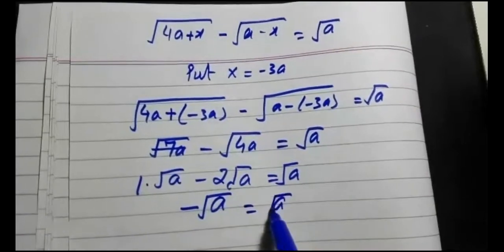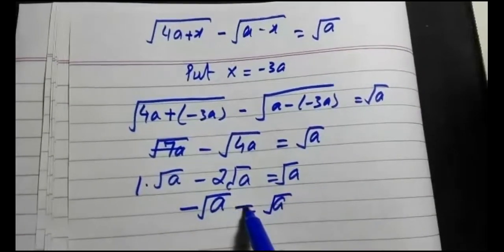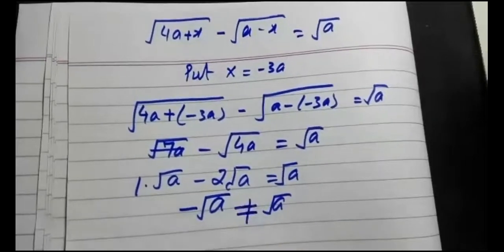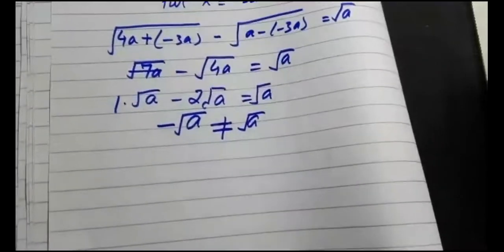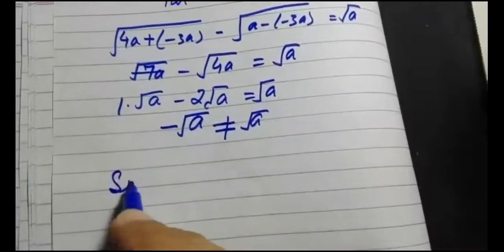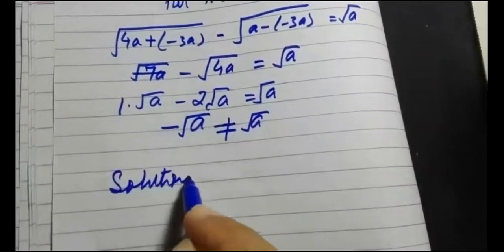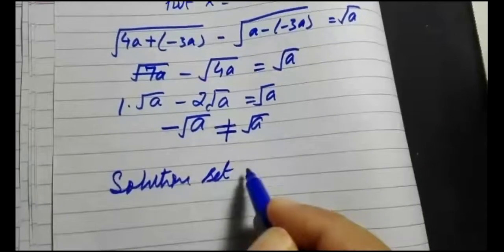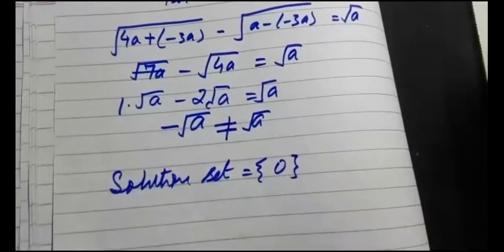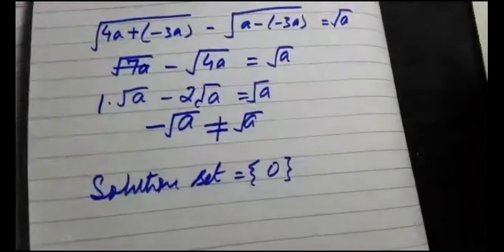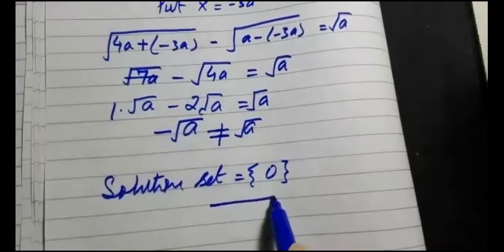On the right-hand side, this will be the same under root. And you can see that the left-hand side and right-hand side are not equal. So what we will do is write only the one solution, that is x equals to 0. So we will write the solution set, that is 0, like this one, because only this answer verified, x equals to 0. So this is the end of the question.